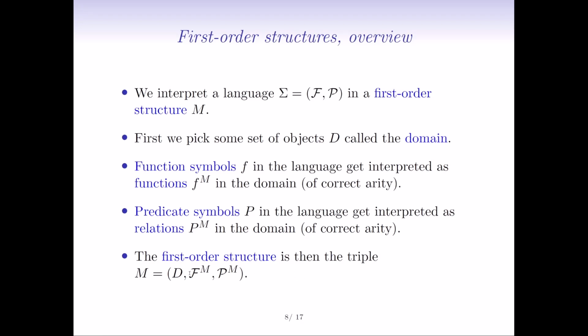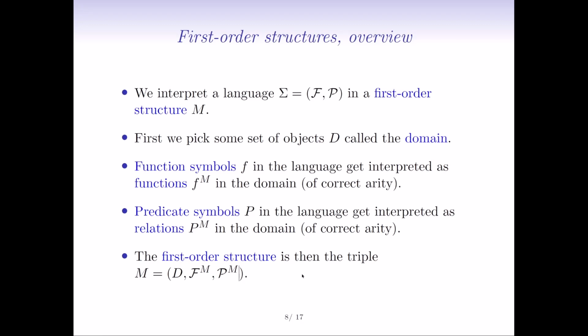And then if I write F^M for the collection of all these little f^M, and P^M for the collection of all these relations P^M, then the first order structure is the triple M, which is given by the domain D plus the set of all the interpretations of the functions in F, and the set of all the interpretations of the relations in P. So domain, real functions, and real predicates or relations.